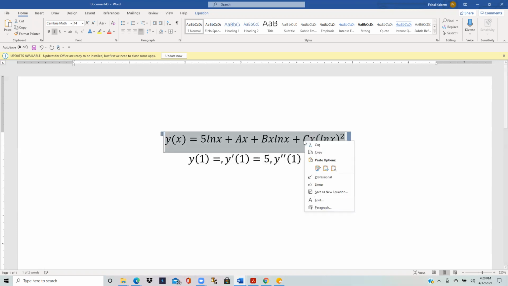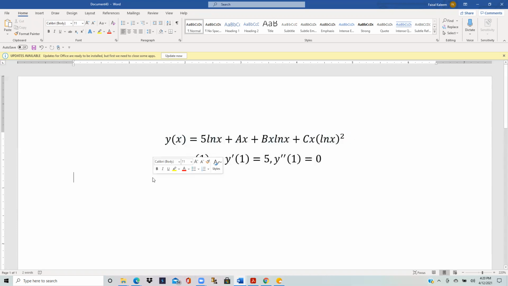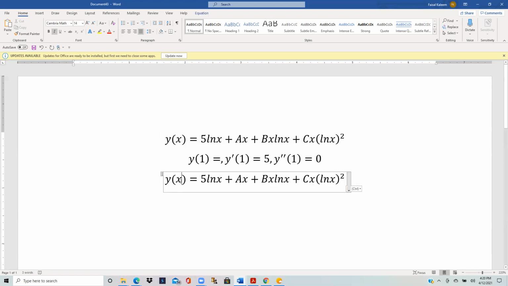I copy this. I know y of 1 is 1, so y of 1 will be 5 ln 1 plus a times 1 plus b ln 1 plus c ln 1 whole square. Let's go. And y of 1 is 1. And now all the ln 1s go to 0, and you just get a is equal to 1.